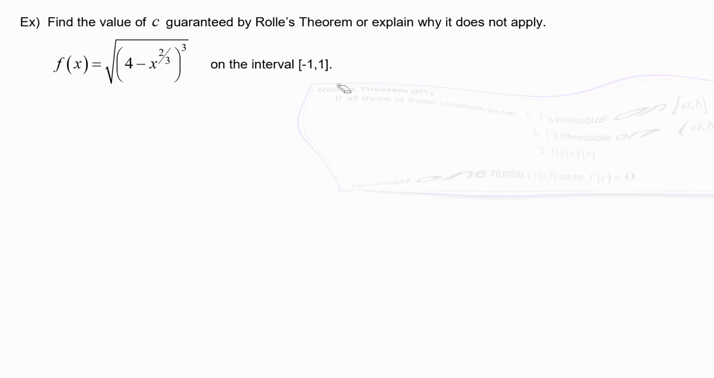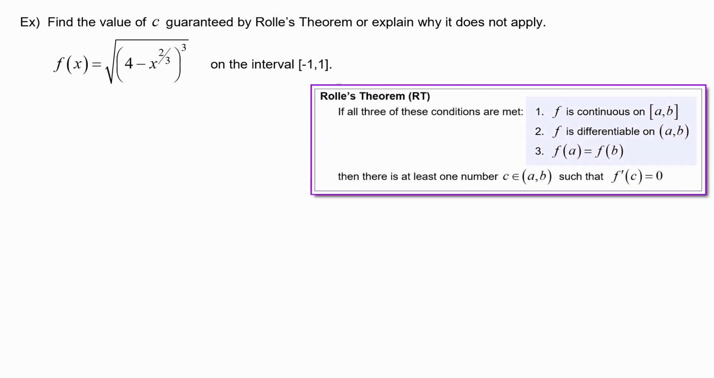Now, to apply Rolle's theorem, we have to satisfy all 3 conditions of the hypothesis. First, we have to show that f is continuous on the closed interval, in our case, from -1 to 1. Now, we know that radical functions are continuous on their domains. So to satisfy step 1, let's take a look at the domain of f.